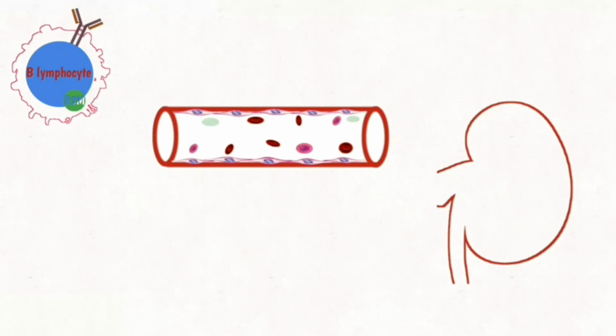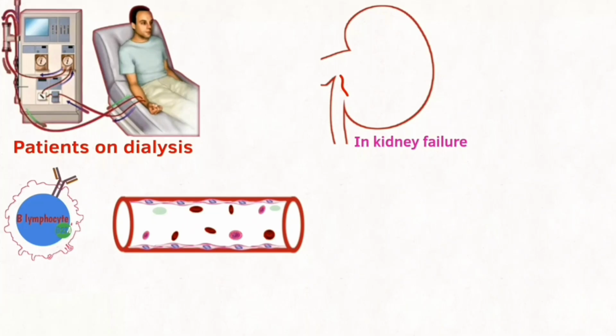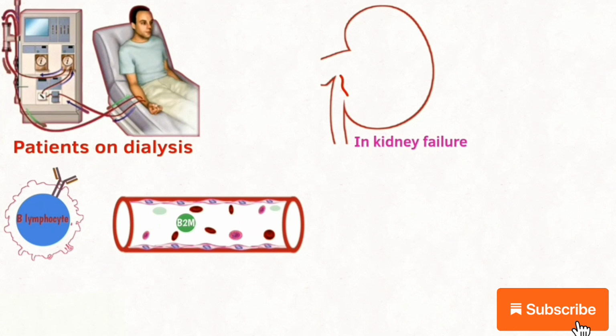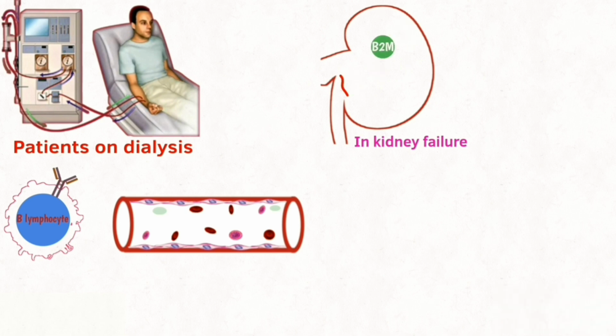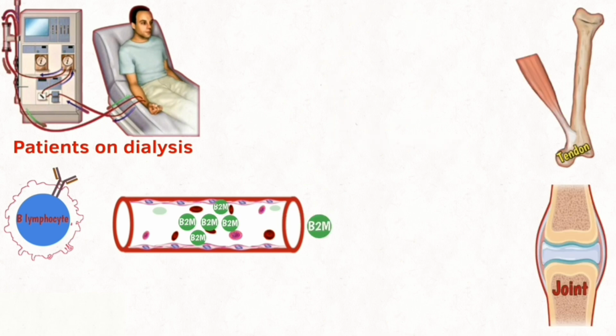Normal B2M is released from B lymphocytes into the blood, then filtered by the kidney and passed out of the body in urine. But in patients on dialysis, B2M is released in the blood and goes to the kidney but is not filtered due to renal injury or failure, so B2M accumulates in the blood and is eventually deposited in different organs like tendons, joints, and bones.